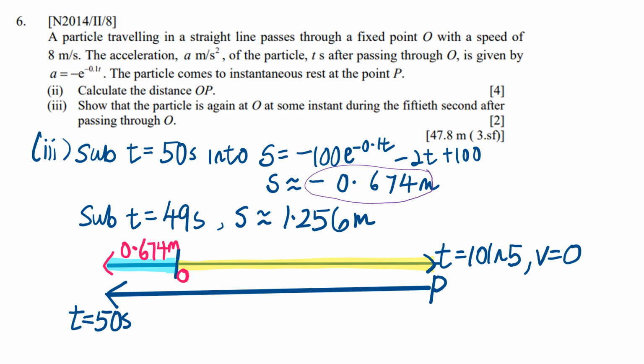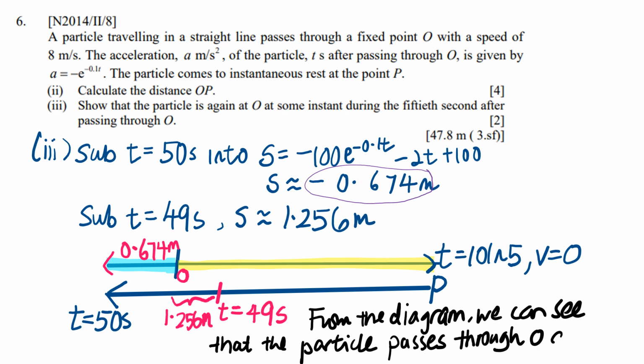And then where is your 1.256? Yeah, that is your 1.256. So can you see that it's actually after 49, somewhere at the 50th second, that the particle zooms past O again. So you can actually use a diagram to explain that some instant during the 50th second, you can see the particle zoom past fixed point O.